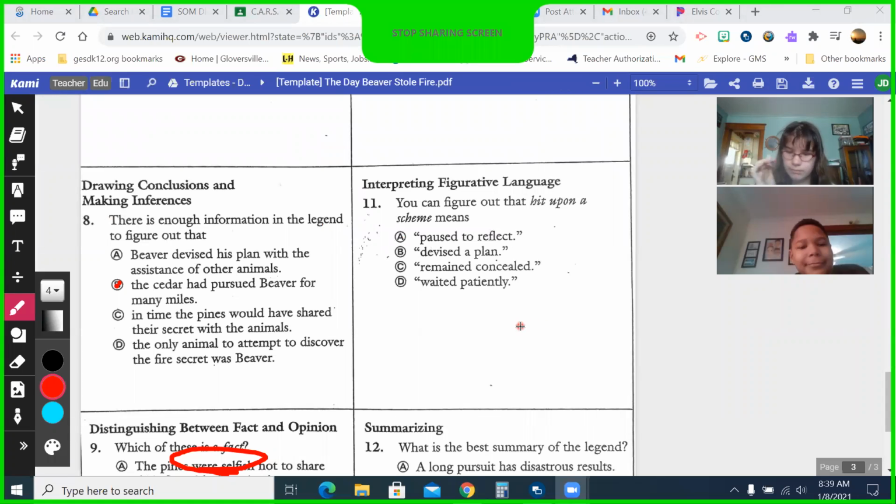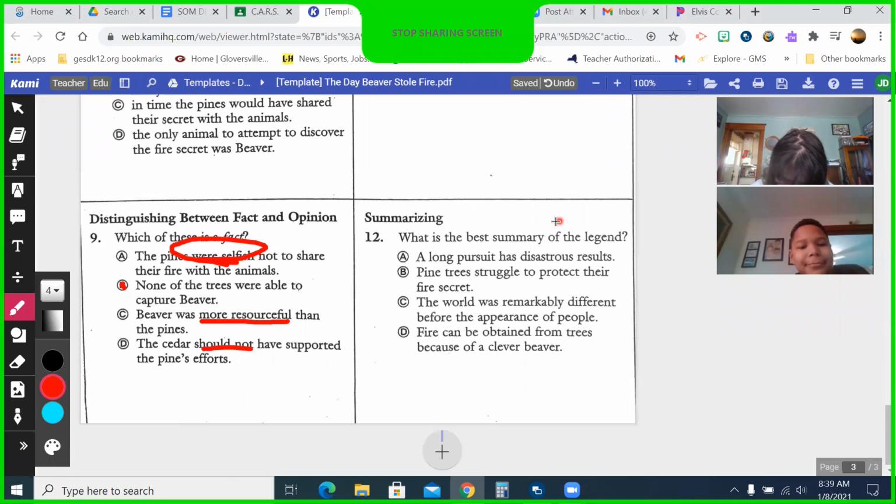All right, number 11, you can figure out that hit upon a scheme means, and we talked about this yesterday, pause to reflect, devise a plan, remained concealed, waited patiently. Best answer is devised a plan. Again, that's like that vocabulary one. You could take these phrases and plug them into where hit upon a scheme was and see which one makes sense. Problem comes when you don't know what the other words mean.